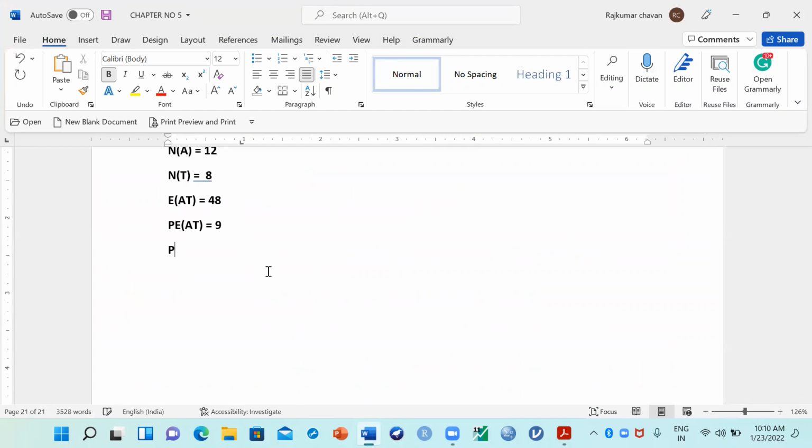So next one is PT, price of target firm. Can you tell me what is the price of target firm? Price means the market price per share. What is the price per share of the target firm? Can you post the answer in the chat box?